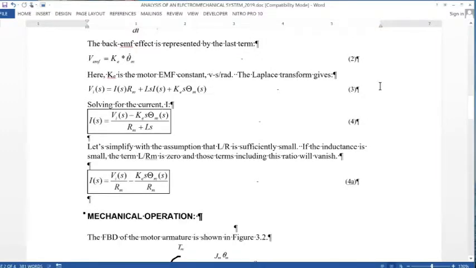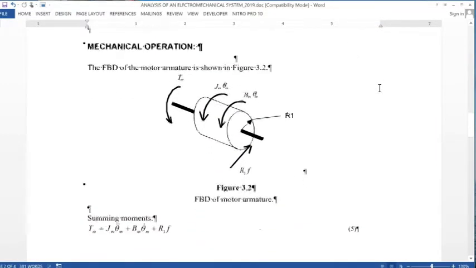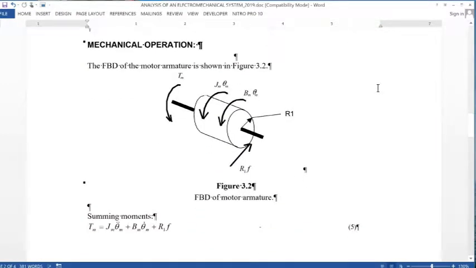All right then. So now we're going to talk about the mechanical operation, and I know you guys who are electrical engineers don't like to see this sort of thing, but we're going to do free body diagrams for the rotational part of the armature. And as always, the torques that we see are analogous to the forces that we had on the mass spring damper system. And those forces and torques look like this.